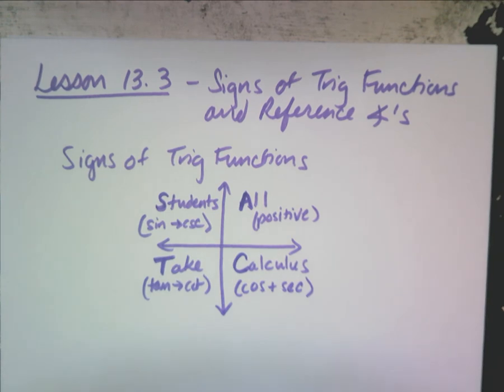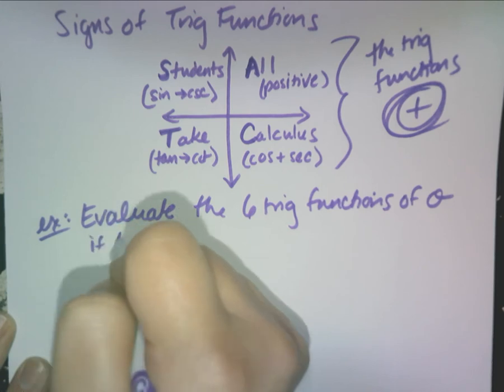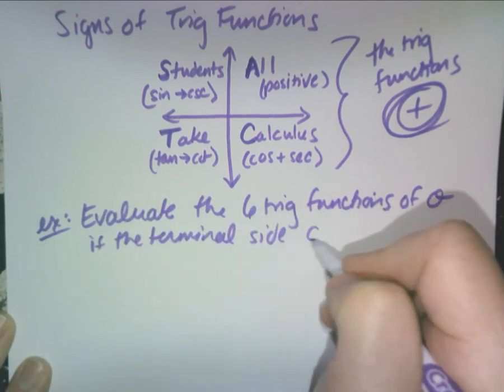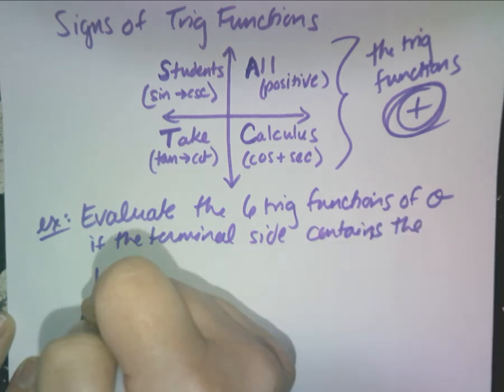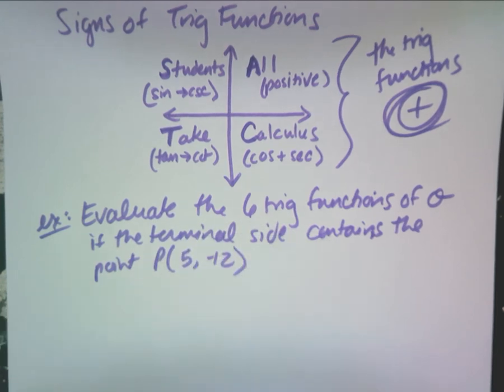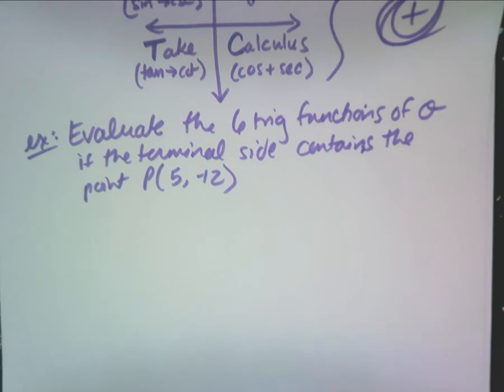Now, yes, of theta, if the terminal side contains the point 5, -12. Evaluate the 6 trig functions of theta if the terminal side contains the point 5, -12. And you'll have 3 questions like this for homework tonight. It's not that hard.